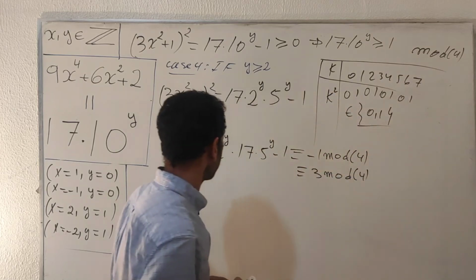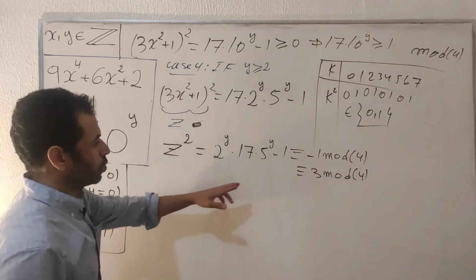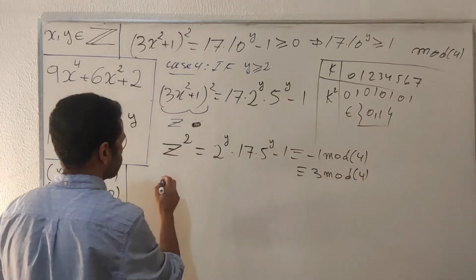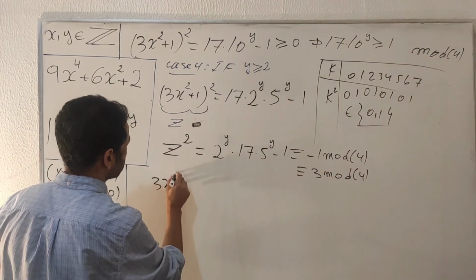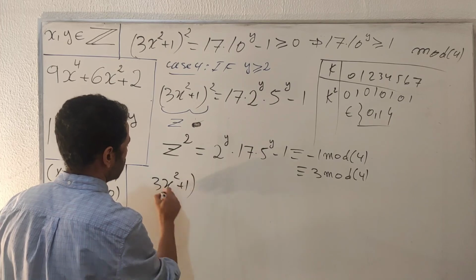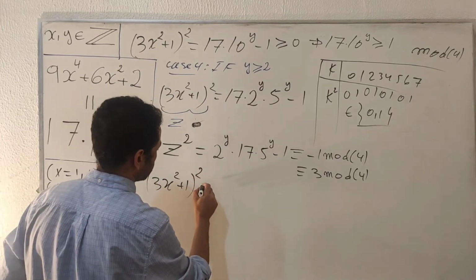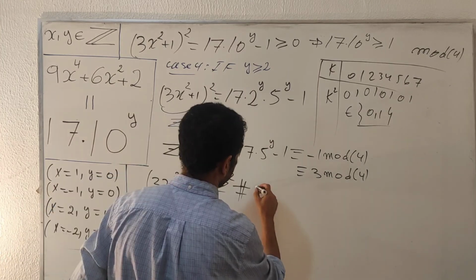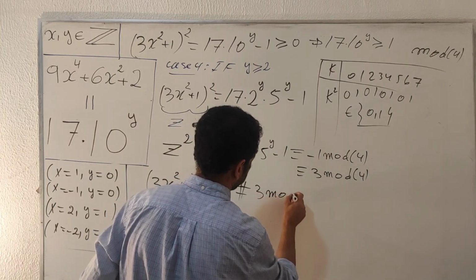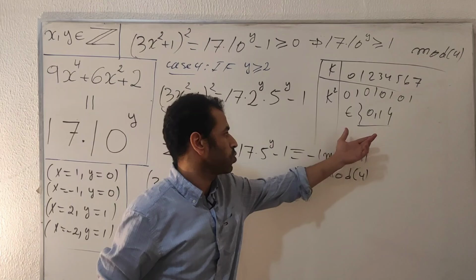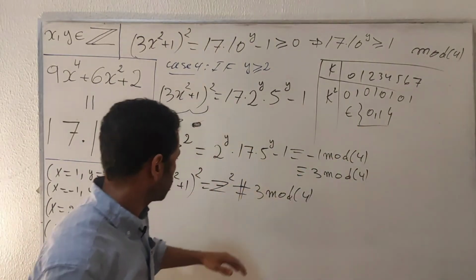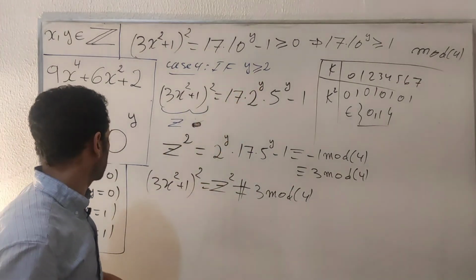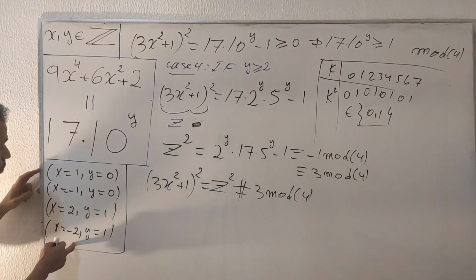But the problem is that we get a different remainder. We have an absence of 3 here. So 3x squared plus 1 quantity squared, which equals z squared, is different from 3 mod 4, based on the information in this set, which means we have no solutions for y greater than or equal to 2. So the only solutions that we found are the ones above.